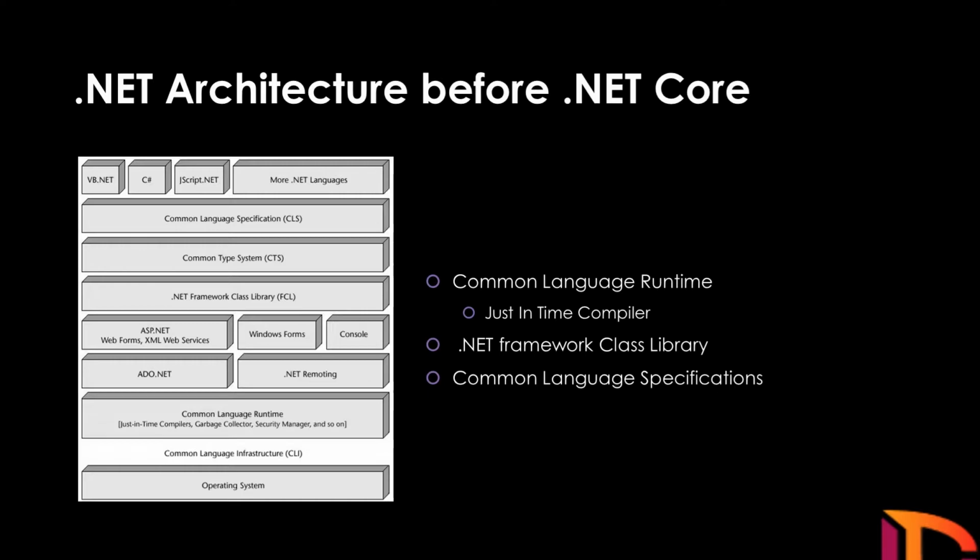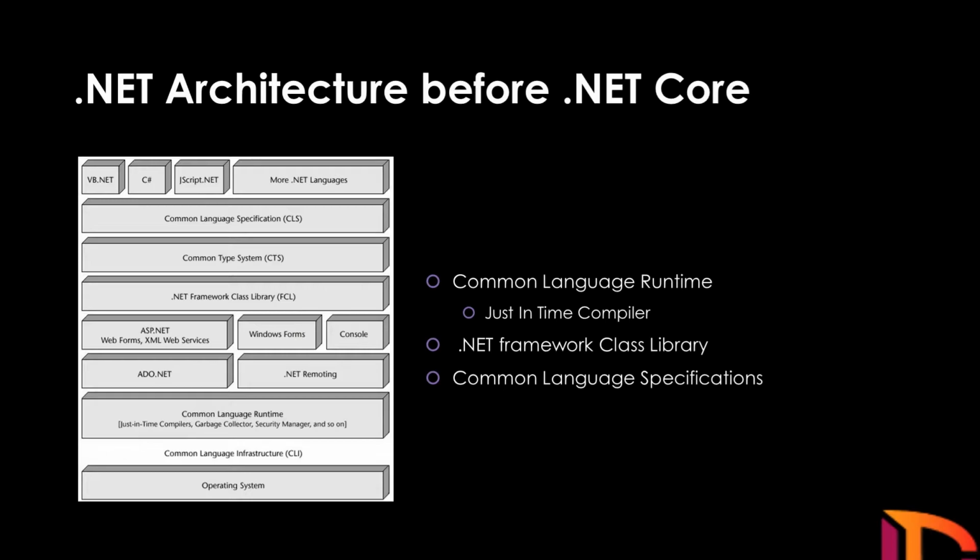The main part of this framework is the common language runtime. So what does common language runtime mean? The main part in the common language runtime is the just-in-time compiler. Whatever coding we do, we have a specific language for that, but the computer does not understand that language. The just-in-time compiler converts that high-level language into a low-level language that the computer and the operating system can read.